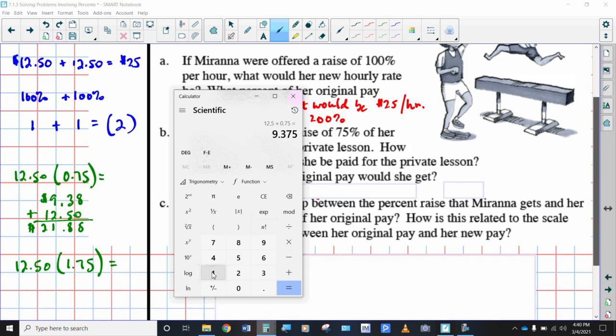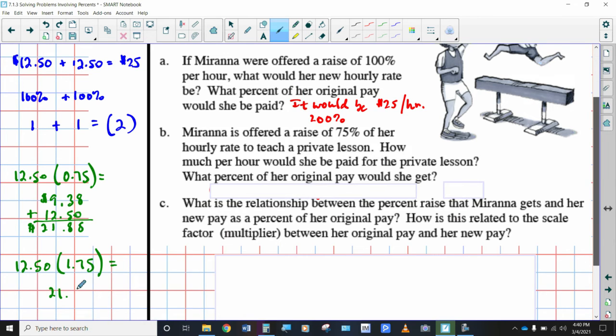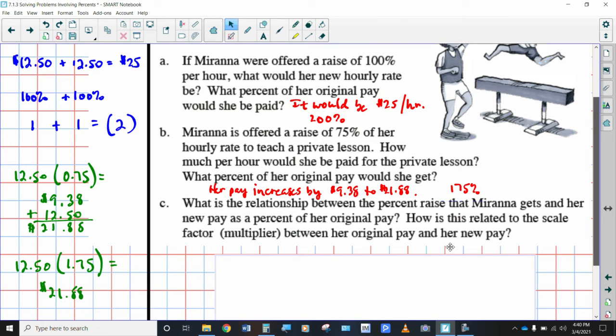But if I wanted to do it in only one step, let's go ahead and multiply $12.50 times 100% of her original salary plus the additional 75%, which gives us the multiplier of 1.75, and you get 21.875, which would round up to 21.88. So, to answer this question, how much per hour would she be paid for the private lesson, it would increase to $21.88, and what percent of her original pay would she get? That is 175%, right?